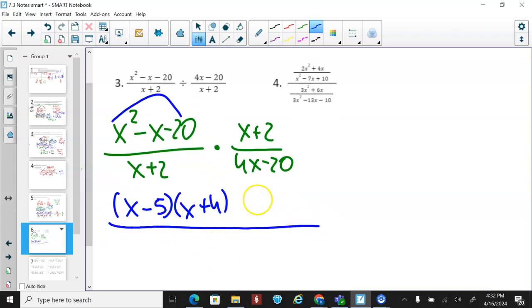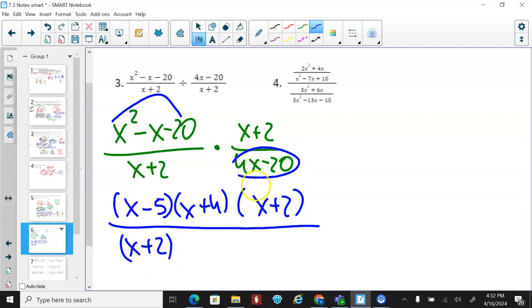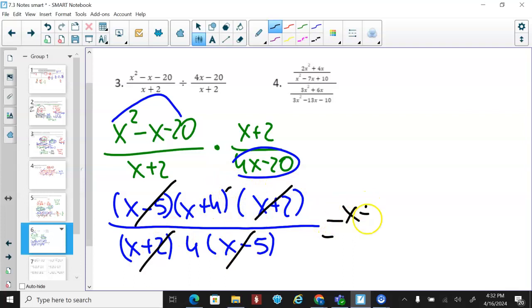On the other side right here, it's going to be x plus 2. Here we get x plus 2. And then, of course, right here, 4x minus 20, we are going to take 4 out. x minus 5. Okay? So now what cancels? x minus 5, x minus 5. x plus 2, x plus 2. So x plus 4 over 4. And again, just make sure that you know that x cannot equal 2. Okay?